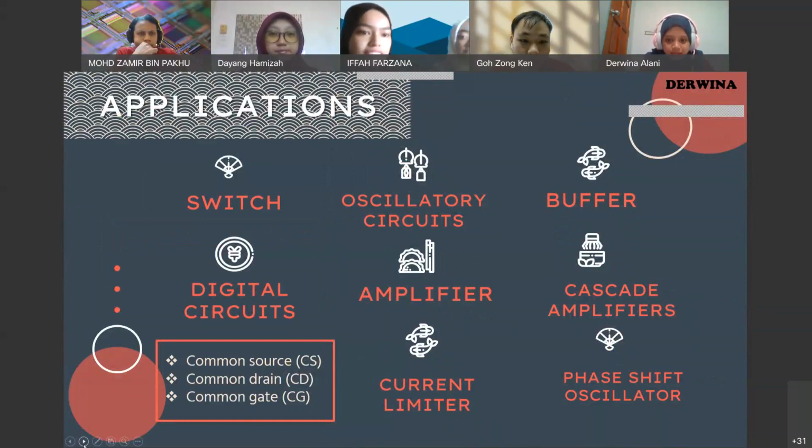Okay. For applications, there are a lot of applications that we can be used for JFET. One of it are switch, oscillatory circuits, buffer, digital circuits, amplifier, cascade amplifiers, a constant current source, and also a phase shift oscillator. But I'll be more focused on three applications, which is the common source amplifier, the constant current source, and also phase shift oscillator.